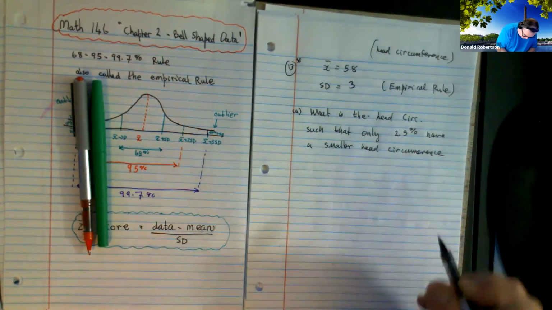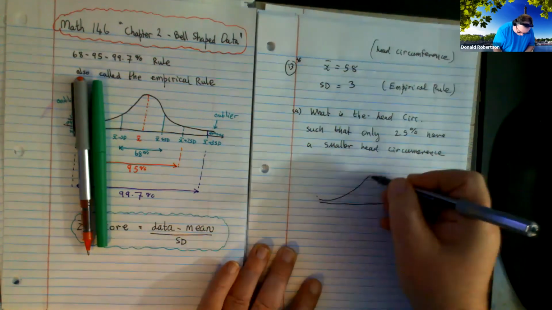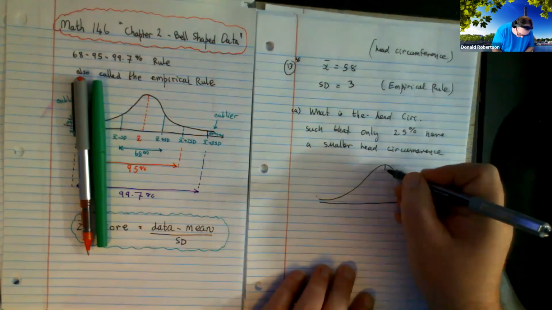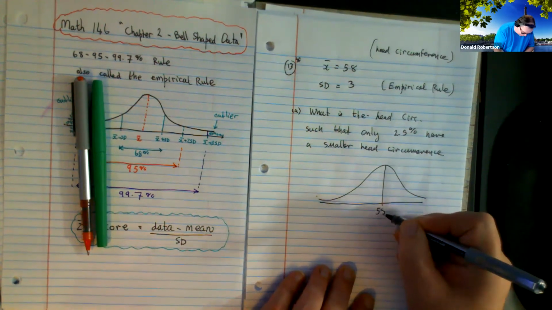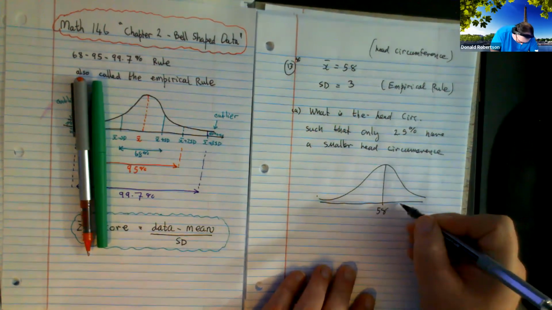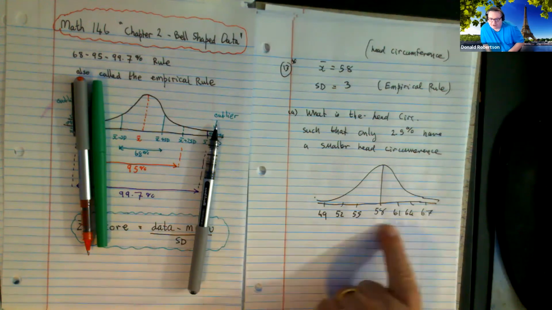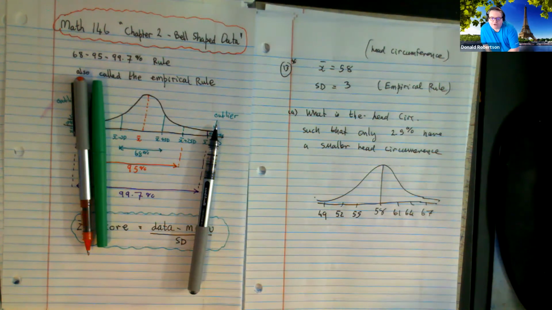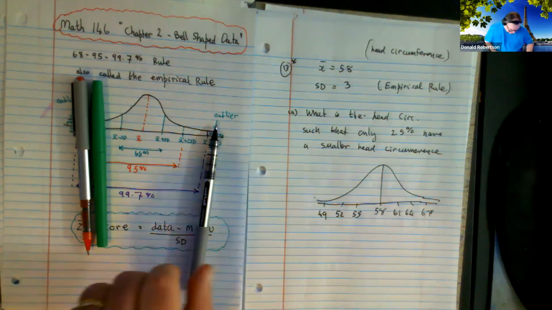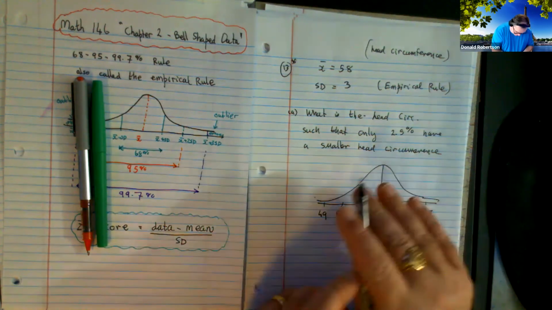So I'm going to build this guy. Right in the middle is the mean. And then I go 1, 2, 3, 1, 2, 3. Adding 3, I get 61, 64, and I'll finish on 67. Taking away 3, I get 55, 52, 49. So far, so good. Now we want to find what score, which one of these numbers would you have to have as a head circumference such that only 2.5% have this or smaller? So I am looking for a guy over here.